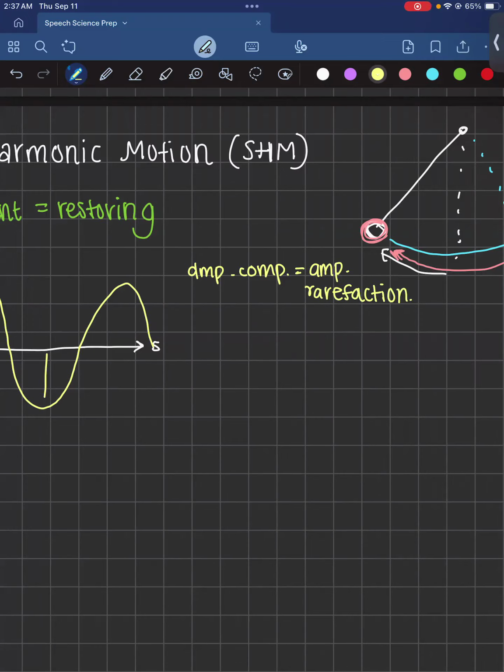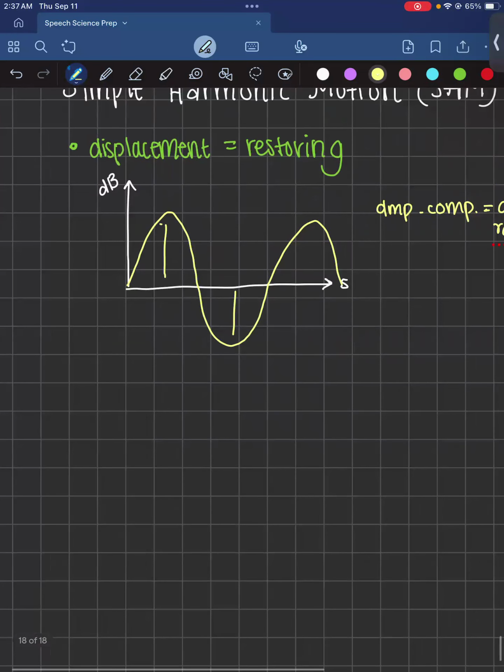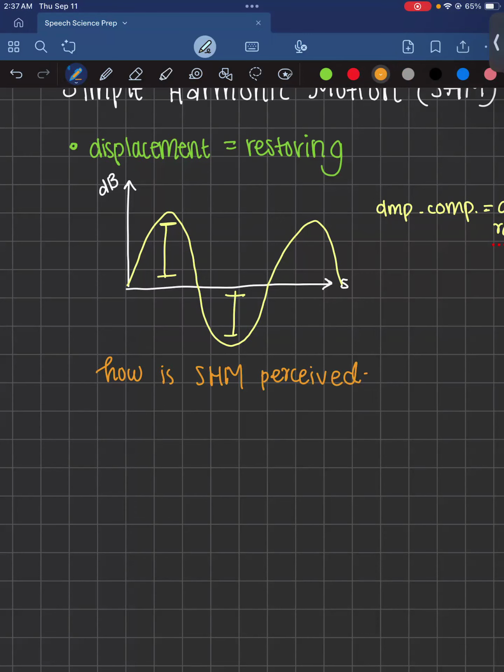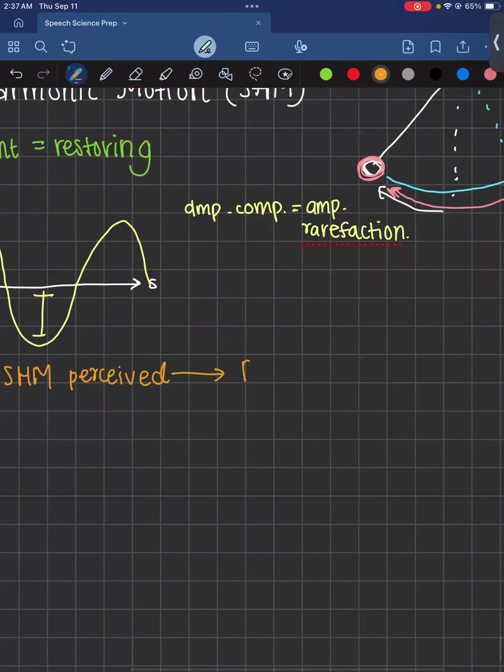And so you don't need to know a whole lot about the nature of simple harmonic motion and sound, but you do need to know how it is perceived. So how is simple harmonic motion perceived? To a listener, this will be a pure tone, which basically means there's only one frequency, there's only one amplitude. So we'll call this a single frequency or single hertz sound.